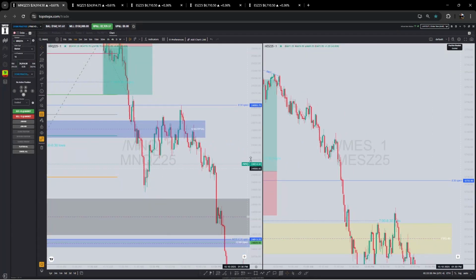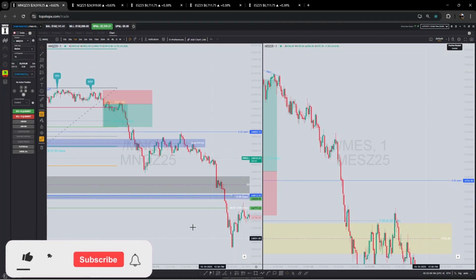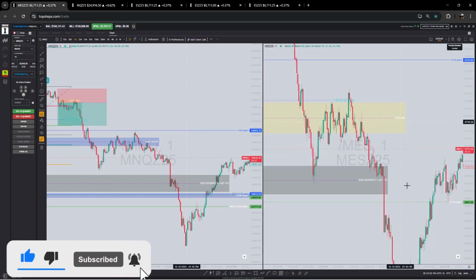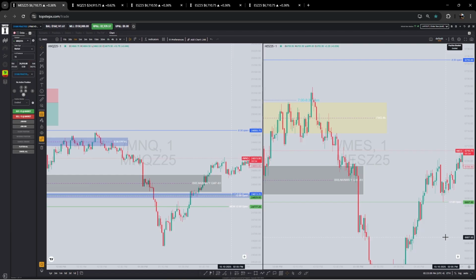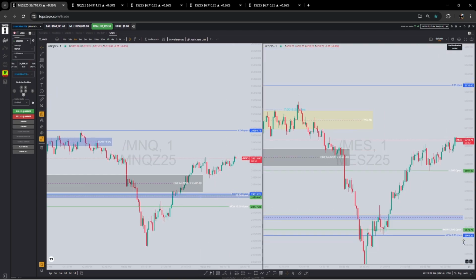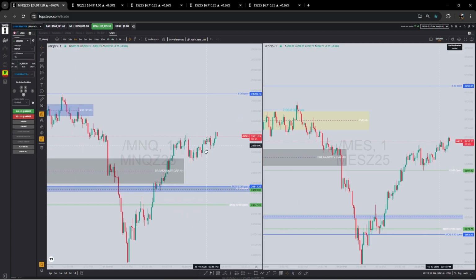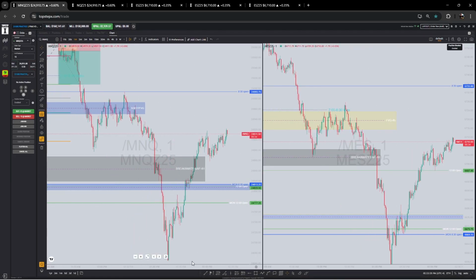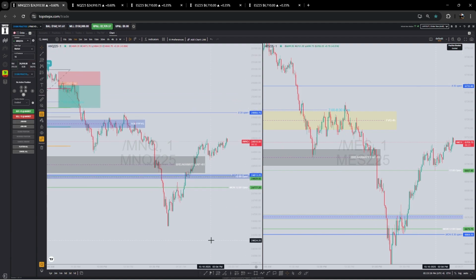Price dumped. Where did price dump to? Discount. We went under the 12 midnight open, and then we reversed. We went under on NQ, went into discount. We have the 12 noon on NQ here, we traded below it and we reversed, and now we are seeing higher prices being delivered on NQ.